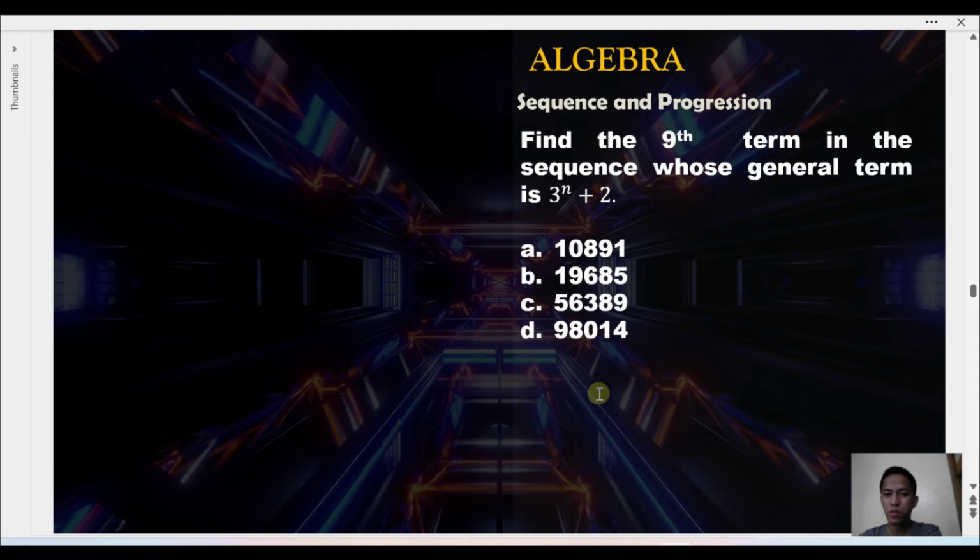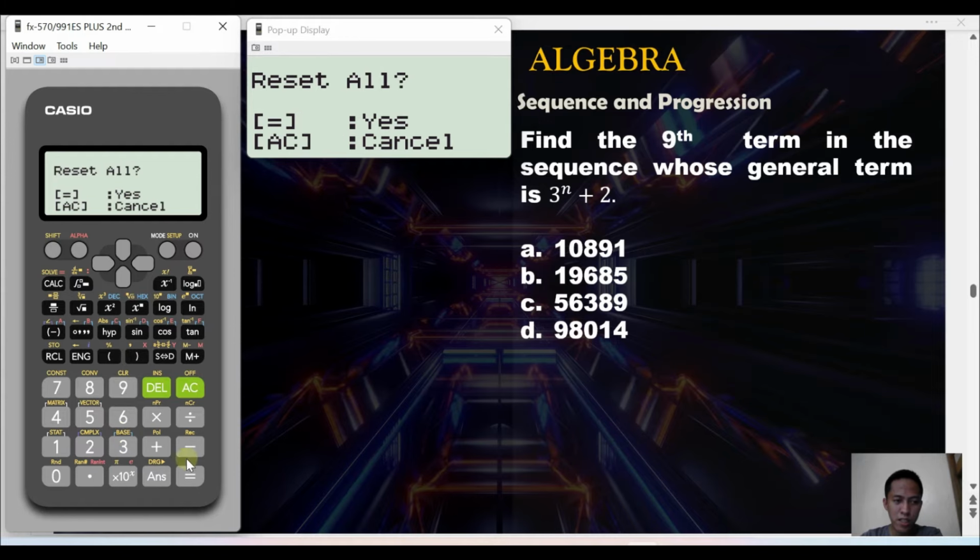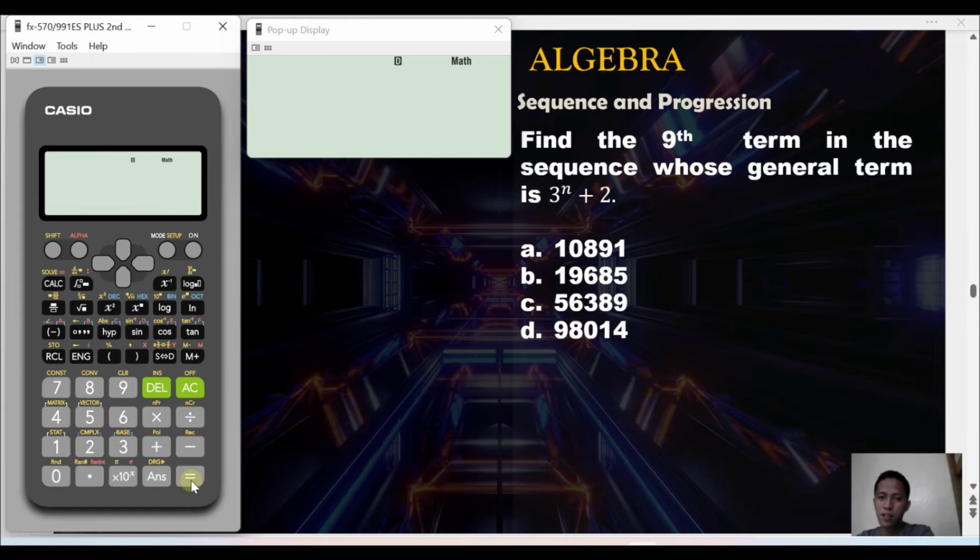Okay, so let's proceed to our next problem. So find the ninth term in the sequence whose general term is 3 raised to n plus 2. Okay, so sa ating calculator, clear natin guys. Then sa problem, sabi find the ninth term of the sequence whose general term is 3 raised to n plus 2. So yung n natin is the number of terms. So hinahanap natin dito guys is the ninth term.